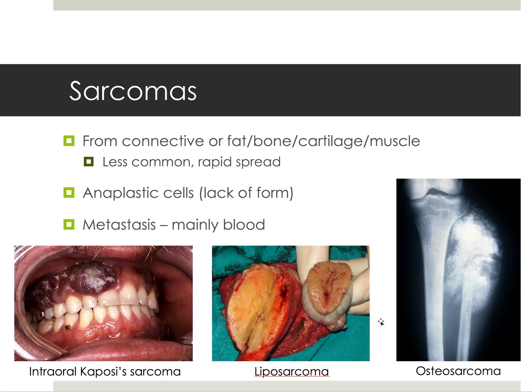Again, sarcomas, those are derived from connective tissue. So fat, bone, cartilage, and muscle would all be referred to as sarcomas. They are less common, but when they do occur, they spread very rapidly and they're quite aggressive types of cancers. This is a new term, anaplastic. So an we know is without, so plasia and plastic means substance. So anaplastic cells, they don't really have a form associated with them.